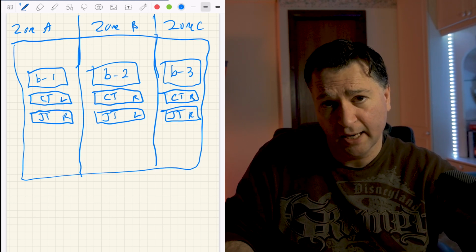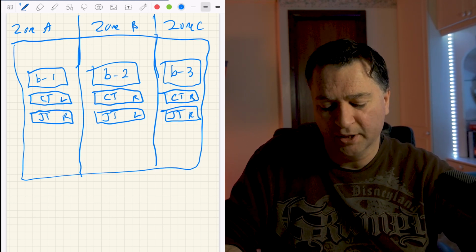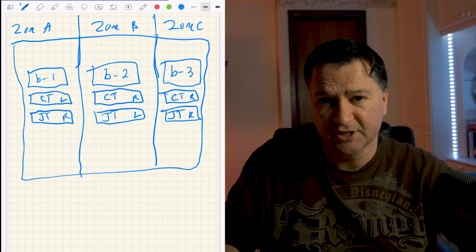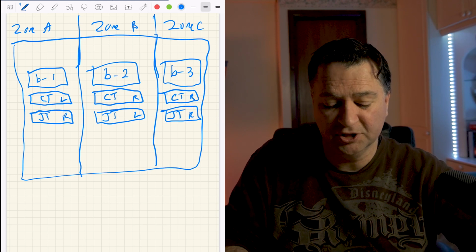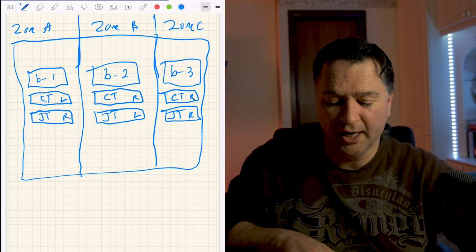So if you think about this logically for a second, if I lose zone A completely, I'm going to lose that broker and all of those topic partitions, and one of the other zones would pick it up. So that is a nice spread-out scenario that I'd want to maintain, which is my brokers are spread across the zones. So if I lose a zone, I can pick that up.